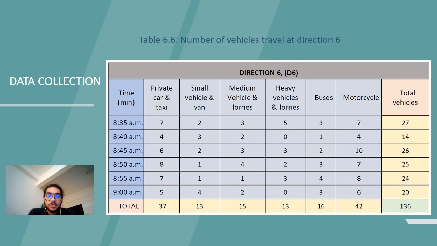Okay, and table 6.6, number of vehicles traveling in direction 6. We have also the same time period from 8:35 a.m. to 9 a.m. We have private cars and taxis, small vehicles and vans, medium vehicles and lorries, heavy vehicles and lorries, buses and motorcycles. And we got a total of 136 vehicles.